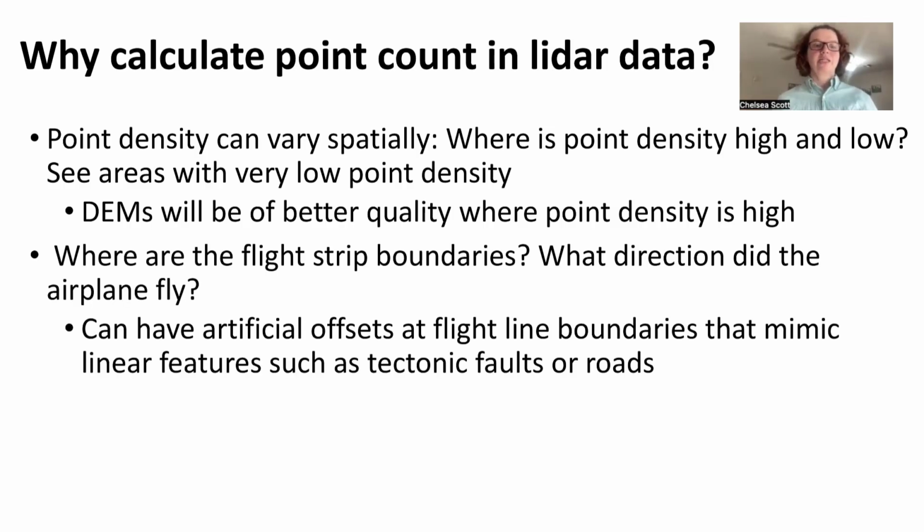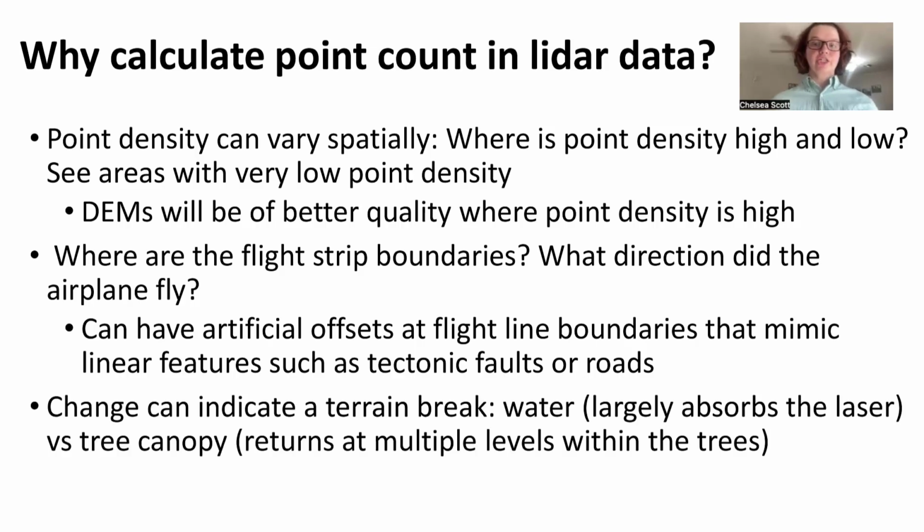Second, is we can see where are the flight stripe boundaries and what direction did the airborne LiDAR aircraft fly in. And especially for older data sets, we can have quite substantial artificial offsets between the different flight line stripes. And this will result in quite sharp changes at the boundaries between flight lines. And these boundaries can mimic linear features such as tectonic faults or roads, particularly if you're doing differencing work.